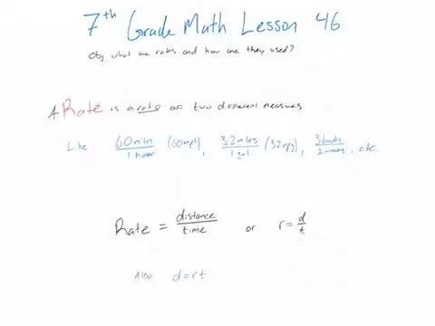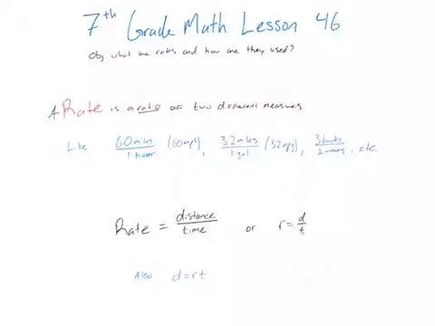Our objective for today is: what are rates and how can we use them? A rate is simply a ratio of two different measures. So like 60 miles per 1 hour, or we abbreviate that and say 60 miles per hour. Maybe 23 miles per 1 gallon, 23 miles per gallon. Or maybe 3 books per 2 weeks. So pretty much any kind of units of measure divided by each other will give you a rate.